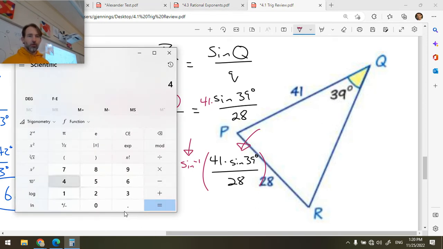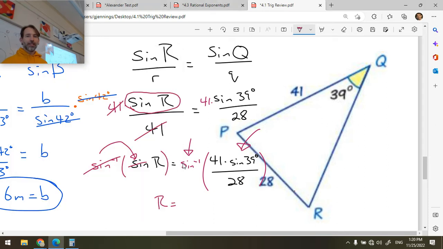I'm going to do 41 multiplied by the sine of 39. On my calculator, I write 39, then take the sine of it. Notice that that's 6.62. Oh, right. Before we do that, guess.